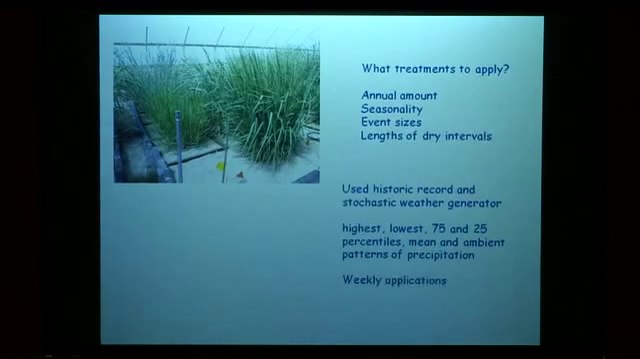What we've ended up doing is using historical records and a stochastic weather generator. And so we have about 100 years of data in Temple, Texas, and 100 years of data in Austin. And we basically have taken the 10 highest years, the 10 lowest years, the 10 that span the 75th and the 25th percentile, the means, and the ambient patterns that we see. And we collected statistical parameters that describe those patterns of precipitation and then used those in the stochastic weather generator to basically make new time series of precipitation events.